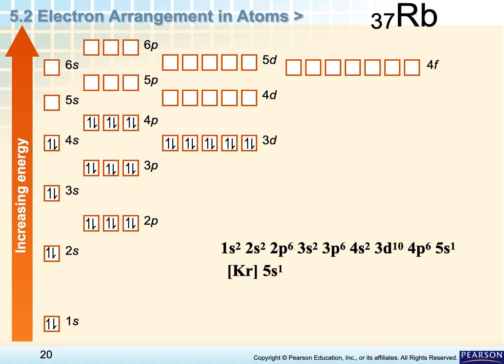And last but not least, rubidium. It ends with 5s1, so look at everything up to 5s is filled. I throw that last electron. Come on, you're late. Let's move it. Get over there. He's taking his good old time. And the last one goes in the 5s sublevel.